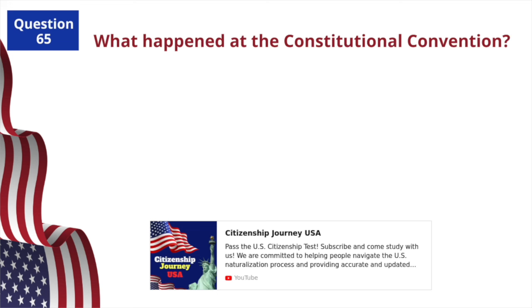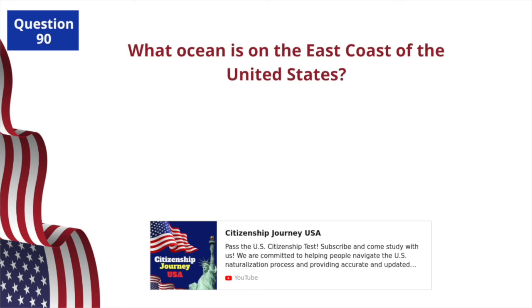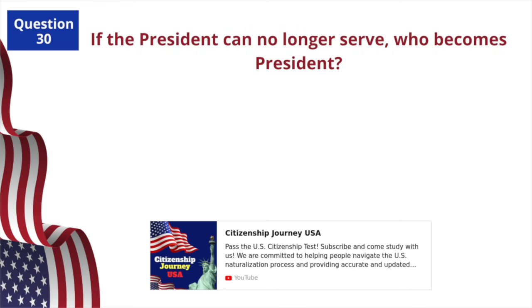What happened at the Constitutional Convention? The Constitution was written. What ocean is on the east coast of the United States? Atlantic Ocean. If the president can no longer serve, who becomes president? The vice president.